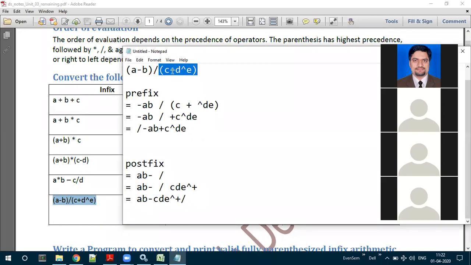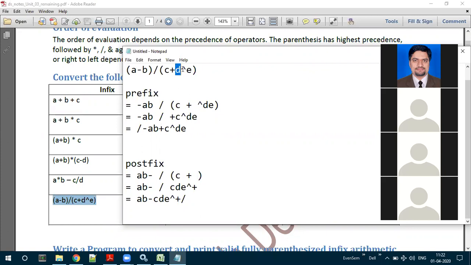Now when we look into these brackets, we can see that there are two operations. One is plus and second is power. So we have to solve these two operations first. We have to find out which operator has the highest precedence. Among plus and power, we know that power has the highest precedence. So we have to solve this power operation first. For that purpose, I will keep the brackets as it is. Then first, C plus as it is.